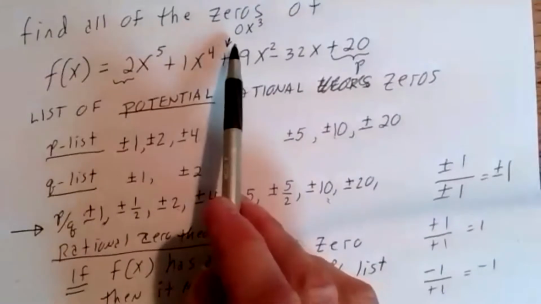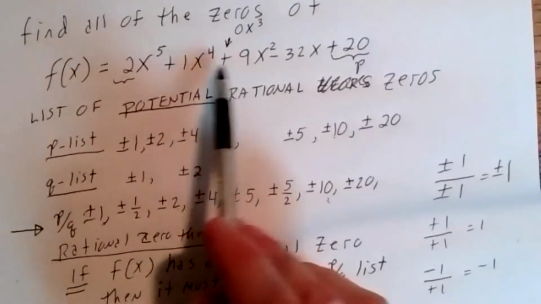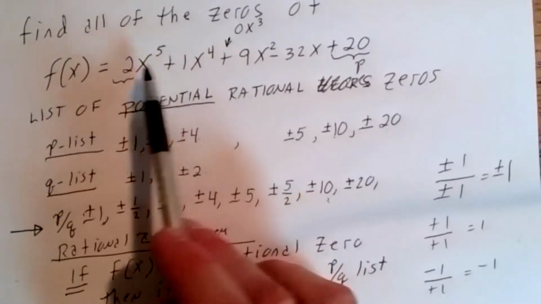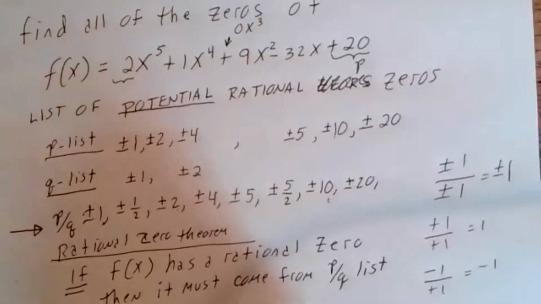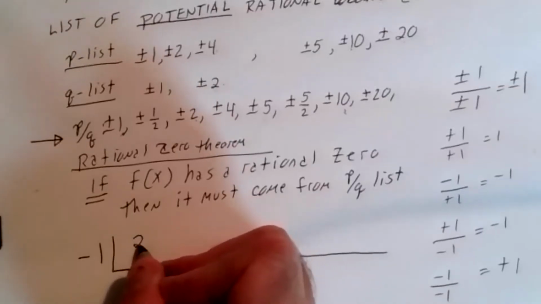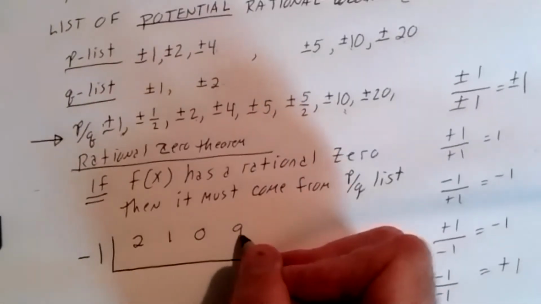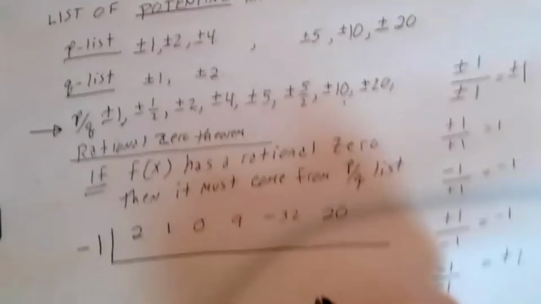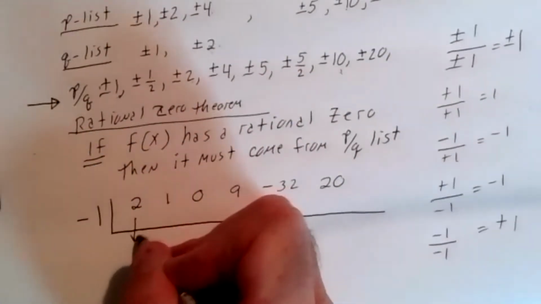So we will insert the coefficient of 0 to be the placeholder of the 3rd degree term's coefficient. All right, so our coefficients are going to be 2, 1, 0, 9, -32, and 20. Let's put those into our synthetic division bar here: 2, 1, 0, 9, -32, 20. And now we're going to find out if -1 is a 0 for this polynomial function.